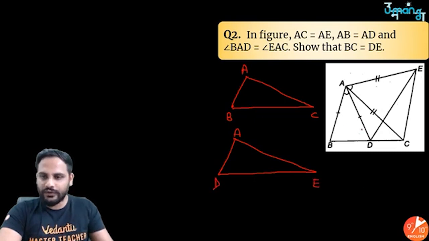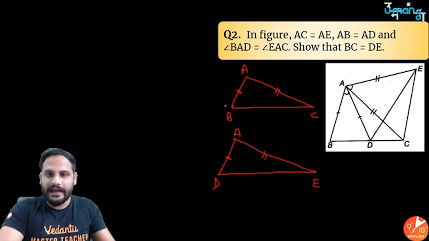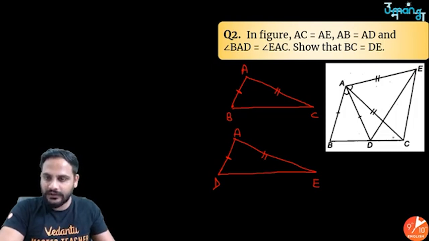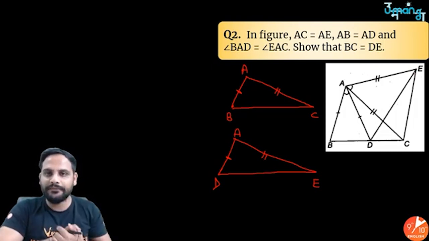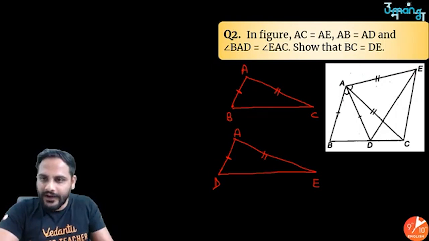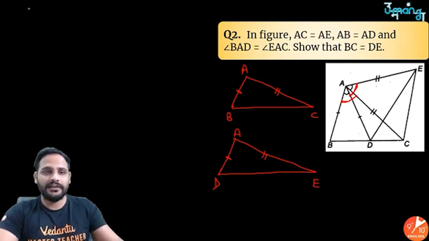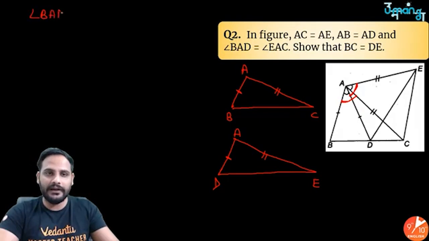Now beta, see, I know AB and AD are equal to each other. Then I also know AC and AE are also equal to each other. It is given to me, right? If anyhow I get that angle BAC is equal to angle DAE, my work will be done. I want angle BAC to be equal to angle DAE. These two angles I want to be equal. But the problem is they have given me only that angle BAD is equal to angle EAC.